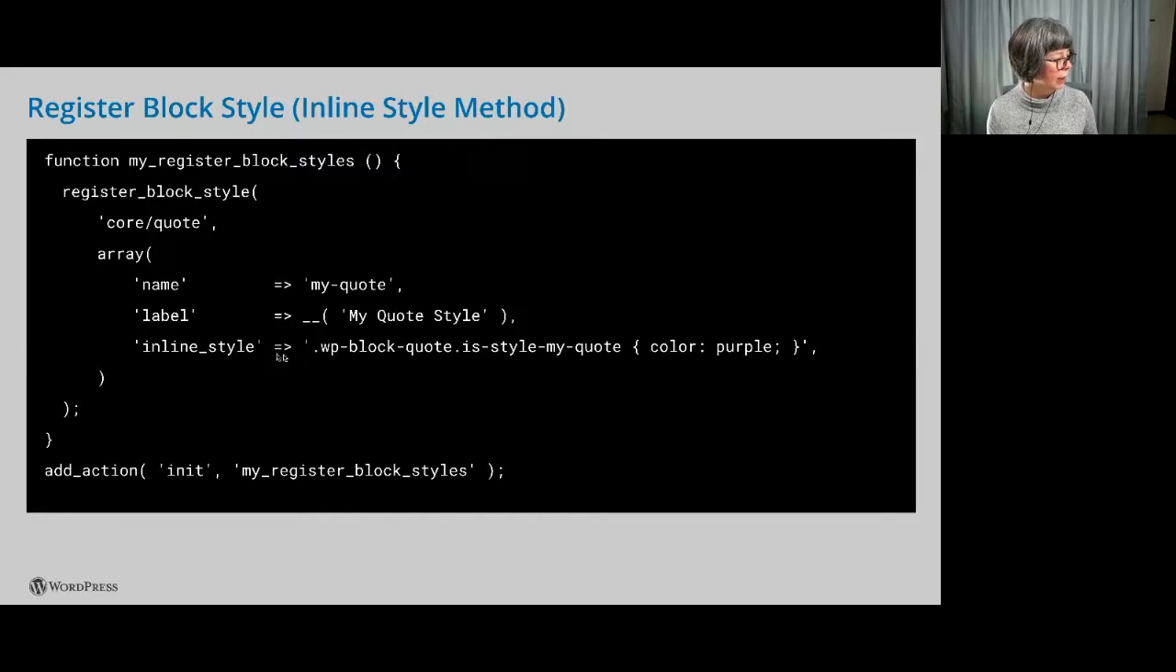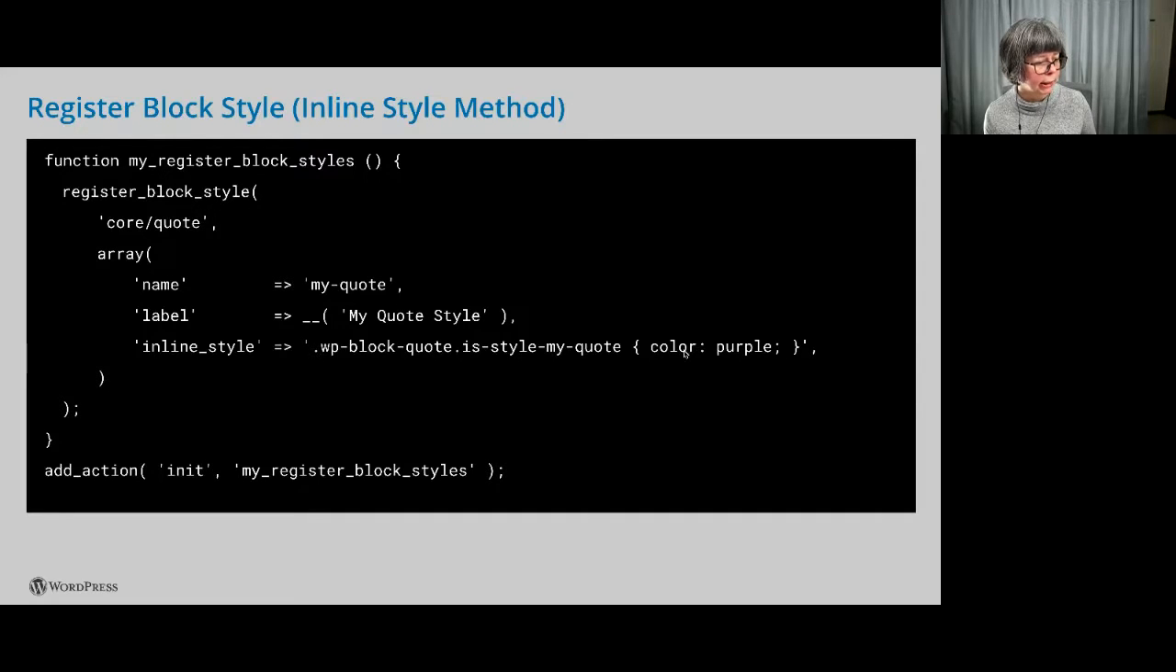And then inline style is going to call the selectors. So this first selector is the selector for the block quote. And then the second selector is the selector that this style is going to apply to the block. Is style my quote. So is style is where it starts. That's normal. And then my quote is this ID that I gave it. And then from there, I can go ahead and just give it the CSS.